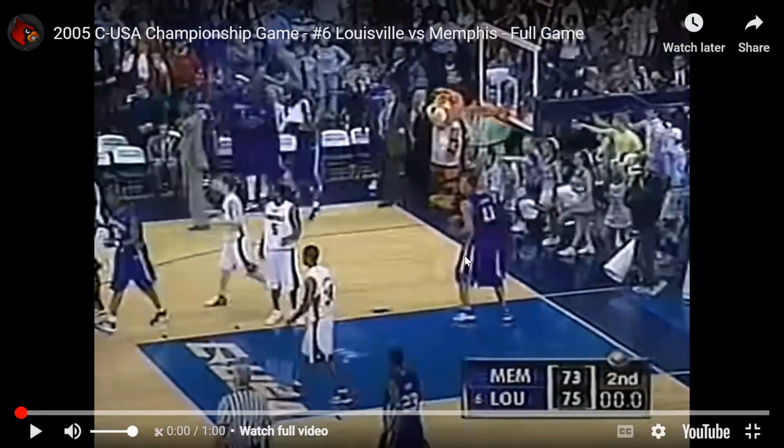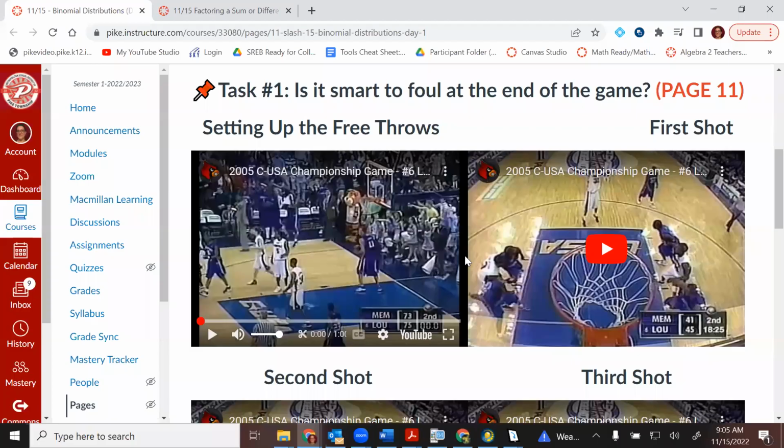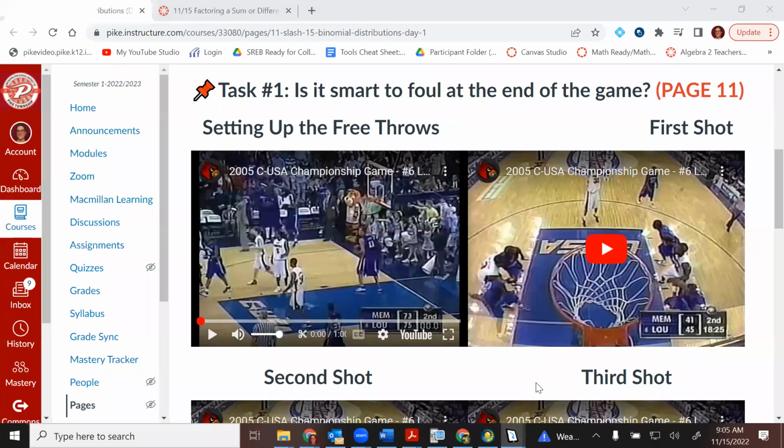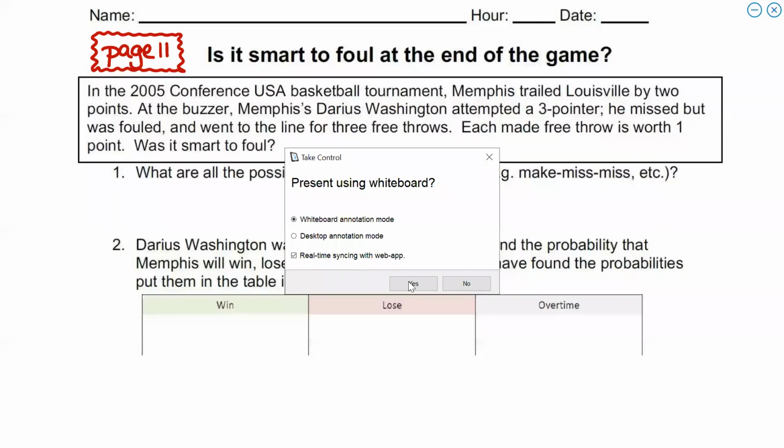So what I want to do first, I want to figure out now all possible ways that the shots could fall for these free throws. So they give one example, he makes the first shot and then he misses the next two. What are all of the possibilities for the way these shots could fall?